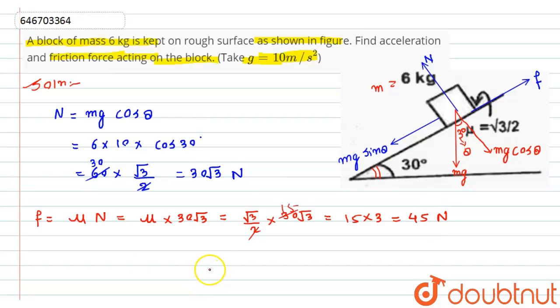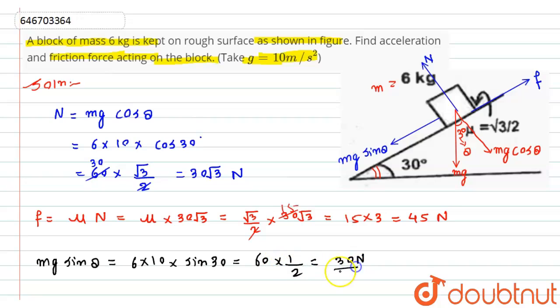But this is not the actual frictional force which will act between the block and the inclined plane, because before that we need to find this mg sin theta value. So mg sin theta equals 6 multiplied by 10 multiplied by sin 30. It becomes 60 into 1/2, which implies it is 30 Newton.